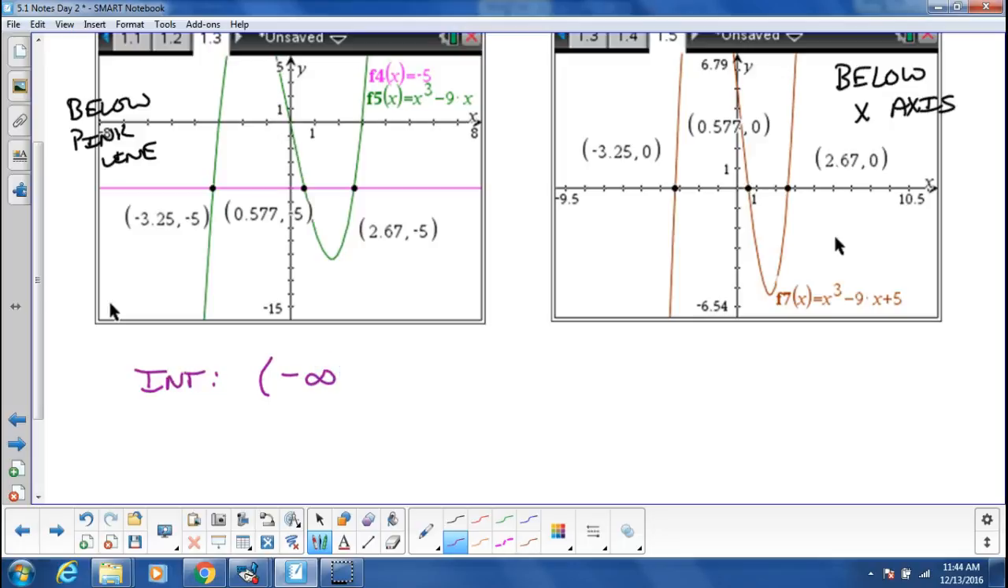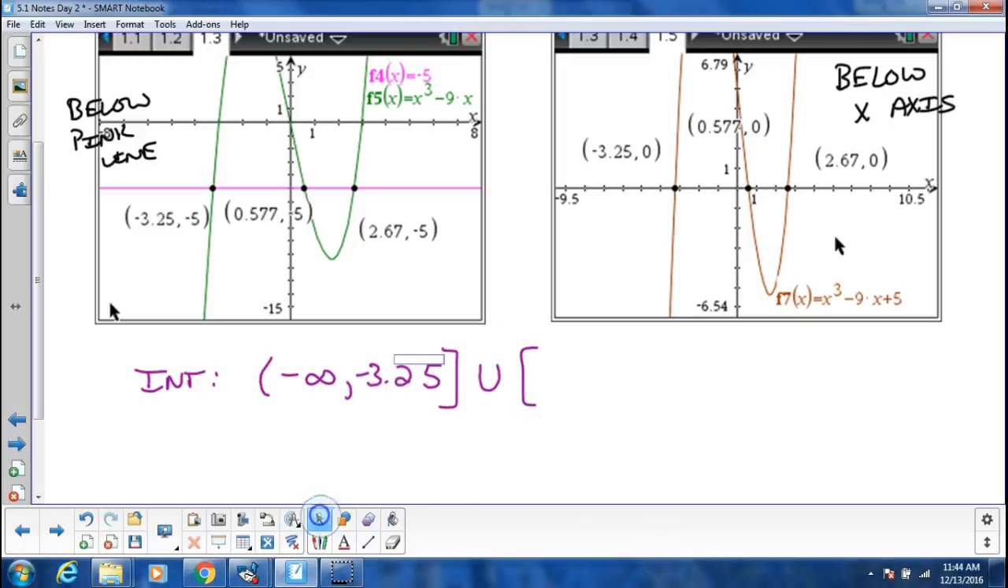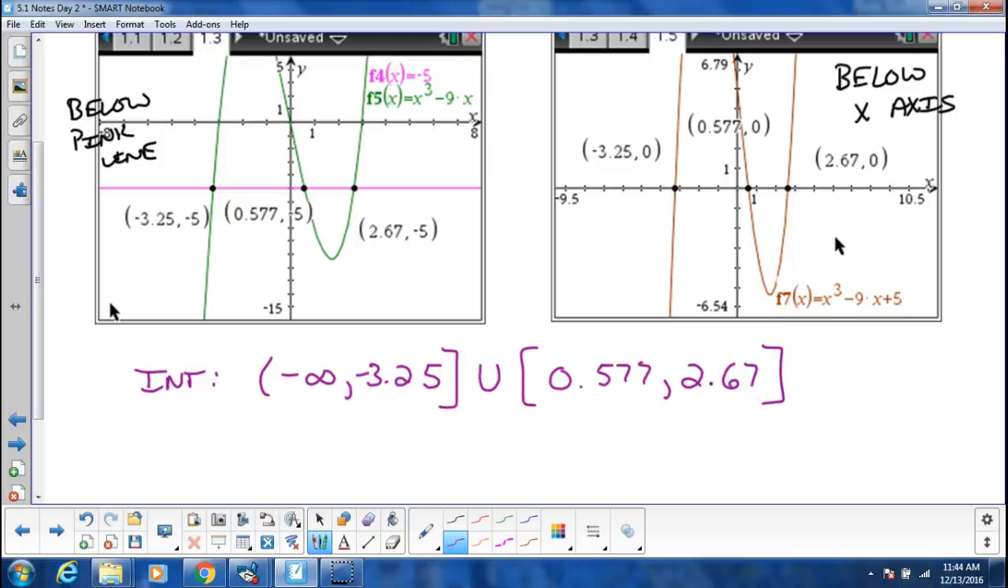So in either case, my answers in interval notation are negative infinity all the way up to -3.25, and that is bracketed, along with from 0.577 to 2.67, and both of those are bracketed.